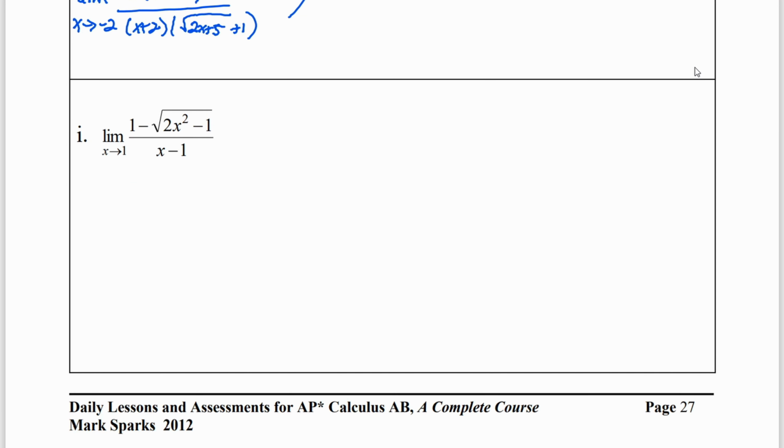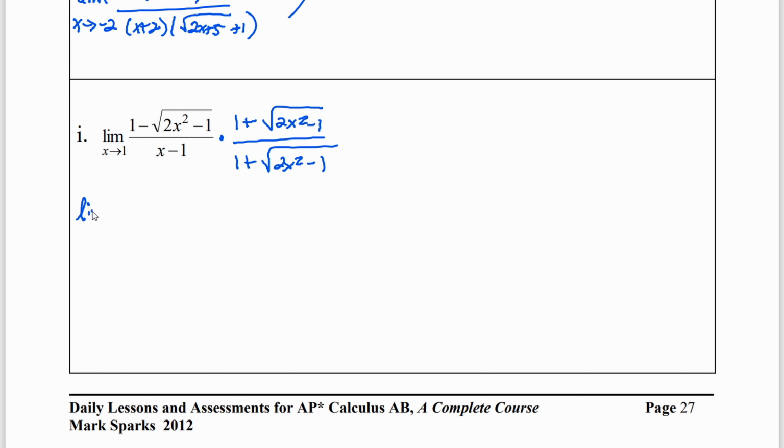In part A, we're going to do something very, very similar. Rationalize this. So we're going to multiply this by 1 plus the square root of 2x squared minus 1 over 1 plus the square root of 2x squared minus 1. Okay, let's see what happens. So the limit as x approaches 1. So I have 1 minus 2x squared minus 1 over x minus 1 times 1 plus the square root of 2x squared minus 1. All right, so we need to distribute this.